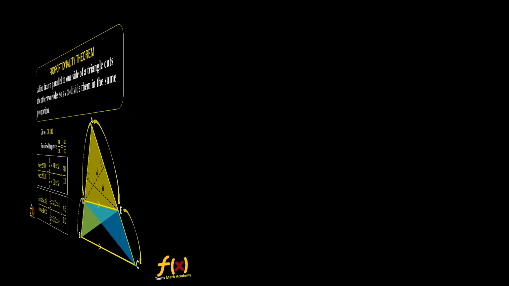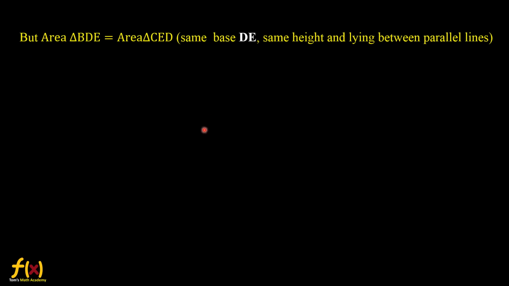Look at the diagram again. We are writing that area of BDE is equal to area of CED. What is the reason? Same base DE, and same height, because they lie in between the two parallel lines. Same height, same base, so the areas of them are equal. They are the denominators. The numerators are the same triangle, and now the denominators also become equal.